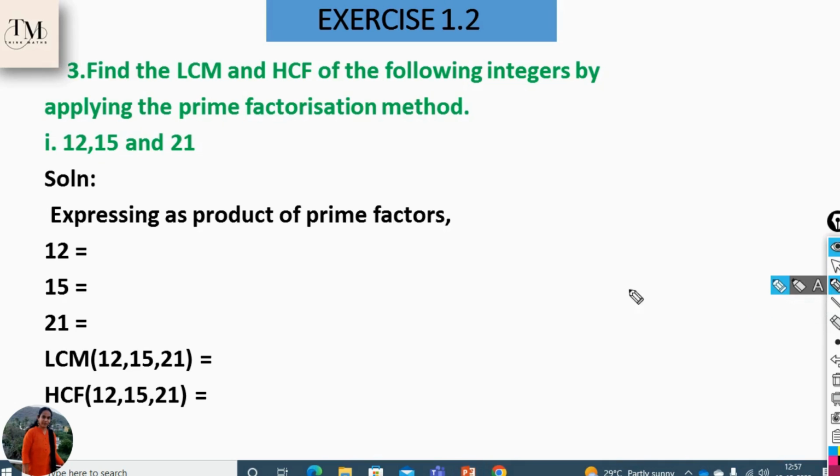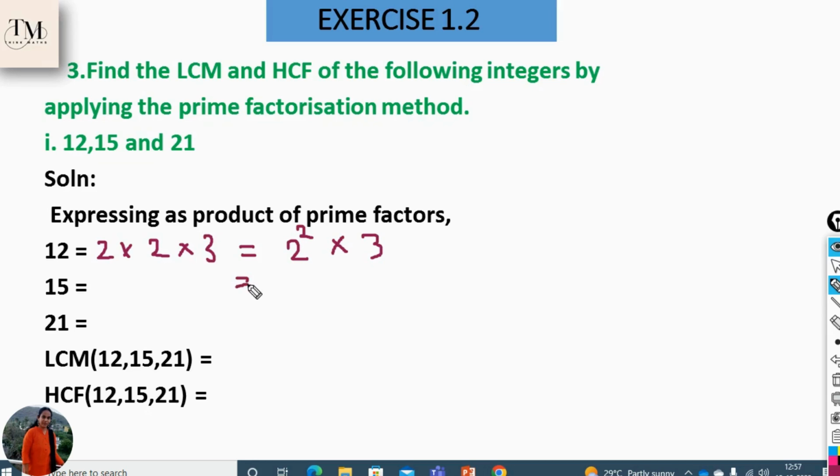Okay. 12 is the smallest number, so we can write it directly. 2 6s are 12, so 2 into 6. 6 can be written as 2 into 3. So this is nothing but 2 power 2 into 3.